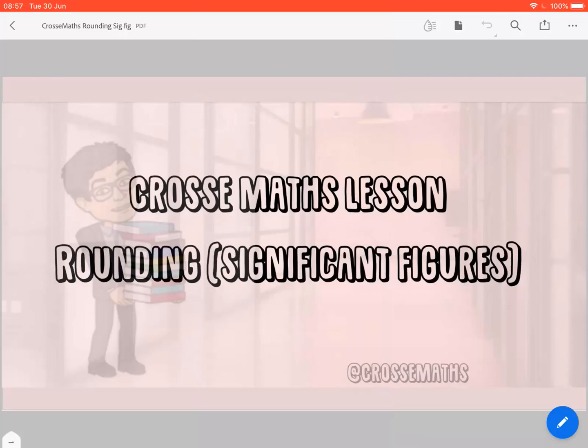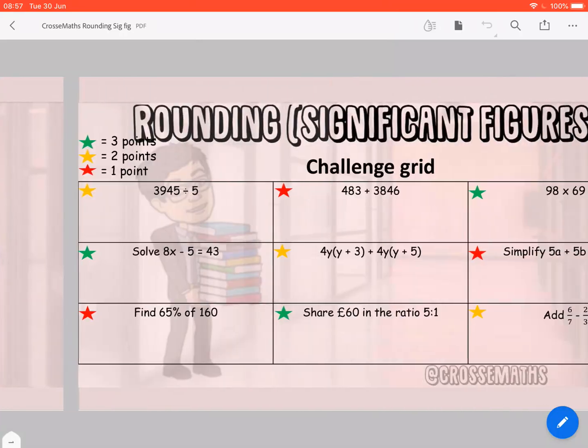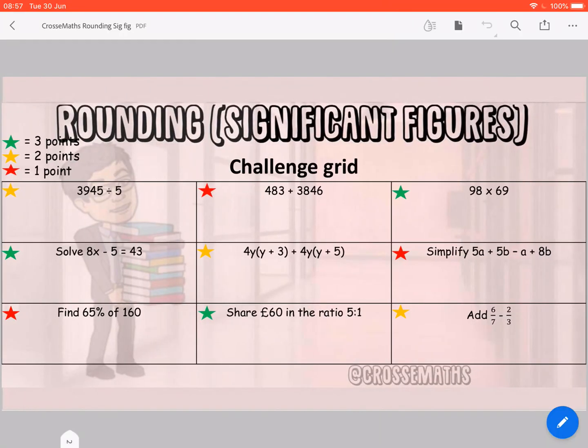Okay, this morning we're going to be doing rounding to significant figures. What I'd like you to do is pause the video now, have a go at the challenge grid. It's worth 18 points altogether. Remember, anything from 12 to 15 is really good. It's all about how much you improve personally each time. Pause the video, have a go.